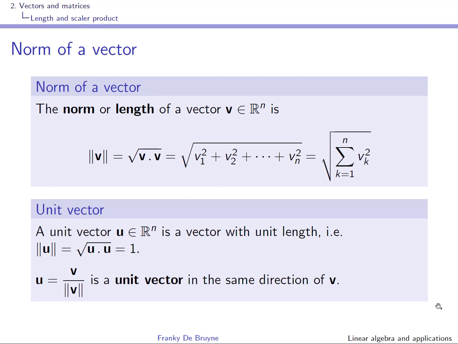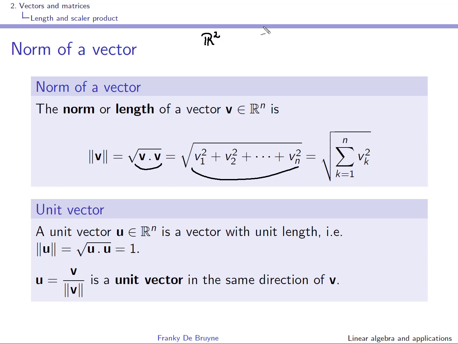So the norm or length of a vector in Rn is defined as the square root of the scalar product of that vector by itself, and by the definition of a scalar product, this yields this formula over here. This is something that you know already, and let's consider an example in R2.